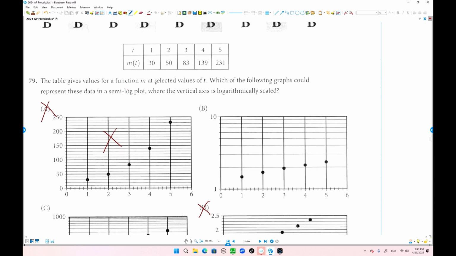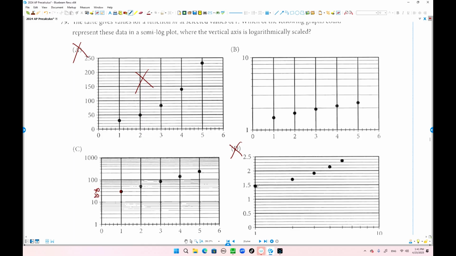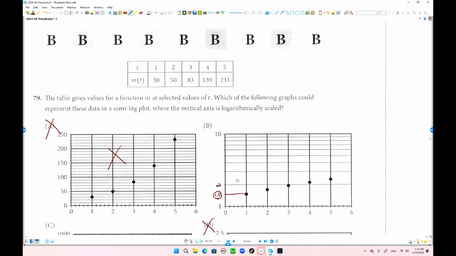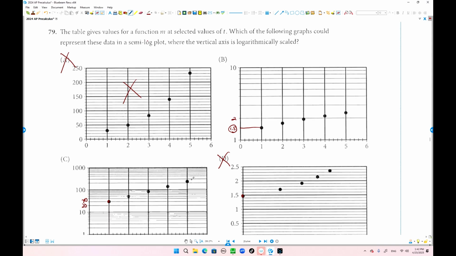Semi-log over here. So if this is 30, this is 30, right? This is 20, this is 30. When you put this number over here, maybe we can see it on the graph already. This one is what? About 1.5, right? This should be 30. These 30 and 50 look linear, right? So option C is the answer.